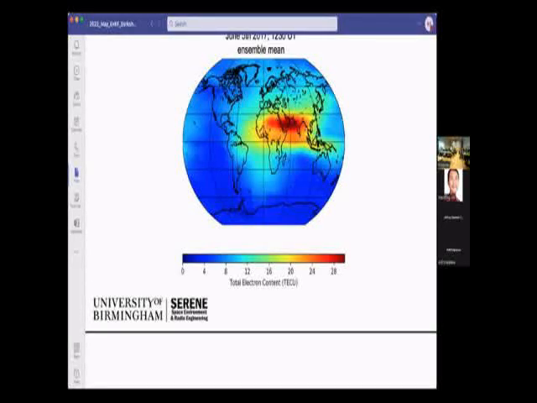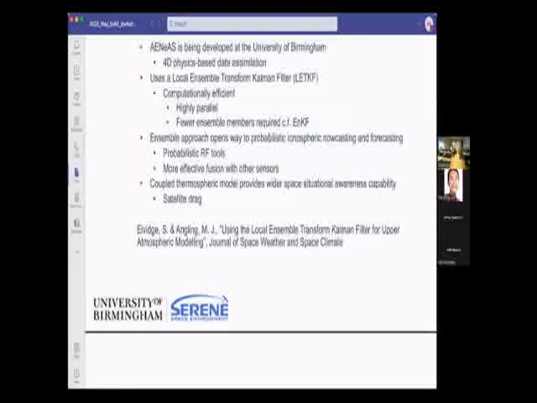All right, so just to wrap up before we move on, the ETKF in the NS is highly parallel, requires fewer ensemble members compared to EnKF, and is a probabilistic tool. It can accommodate different observations in the future as well. And in the long term, we can use this to predict the satellite drag. You can read more from the paper that I show here.